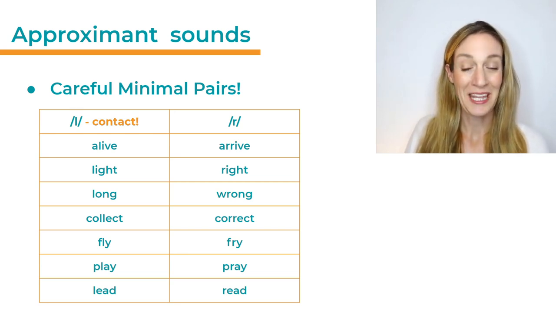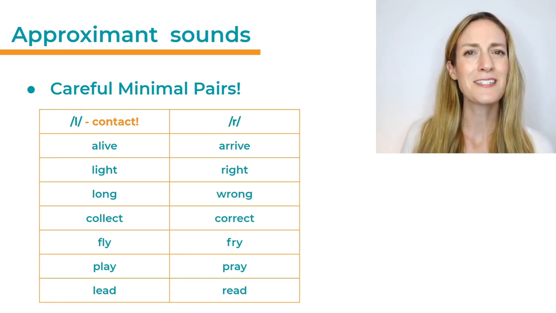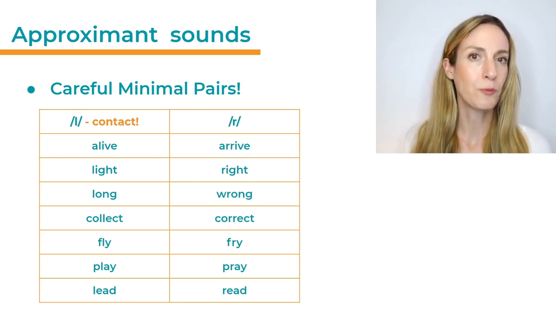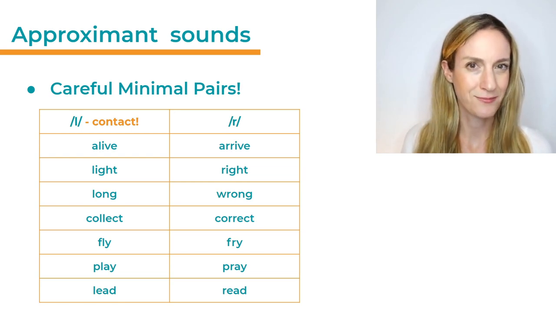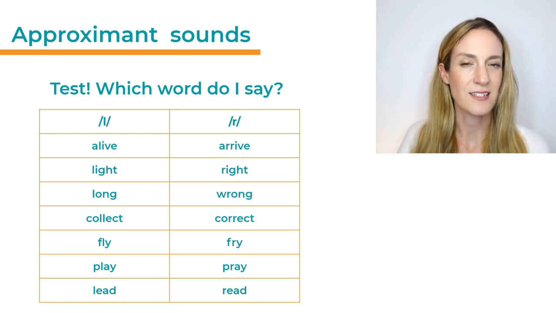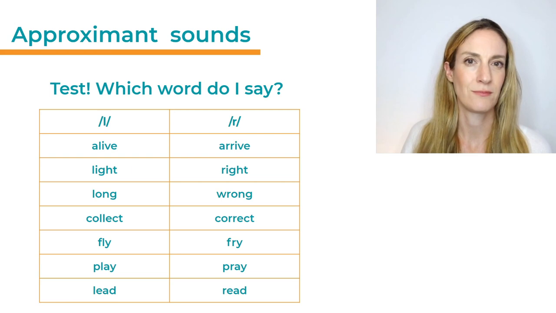Very good. If this was difficult for you to even hear the difference or to say, I would say stop the video, go back and repeat it one more time before we do our little test. Let's do a little test. Which word do I say? So I'm only going to say one word for each pair. And you need to decide if it's the one with L or the one with R. Listen carefully.